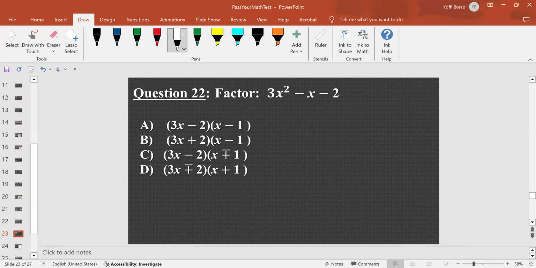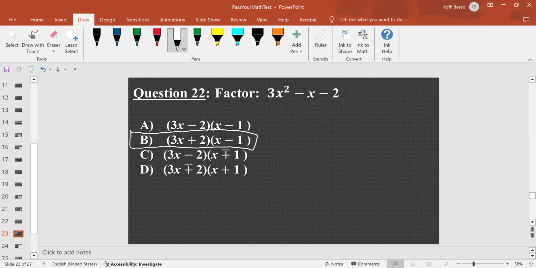This question is very important. They say factor 3x squared minus x minus 2. I will show you a technique you can use to factor an expression like this. If you don't know that technique, what you need to do here is to distribute, to multiply the expression to see which one will give you 3x squared minus x minus 2. But I will not use the multiplication method. Let's use the factoring method here. So for this question 22, you have to understand the correct choice is B. Now let's solve it.